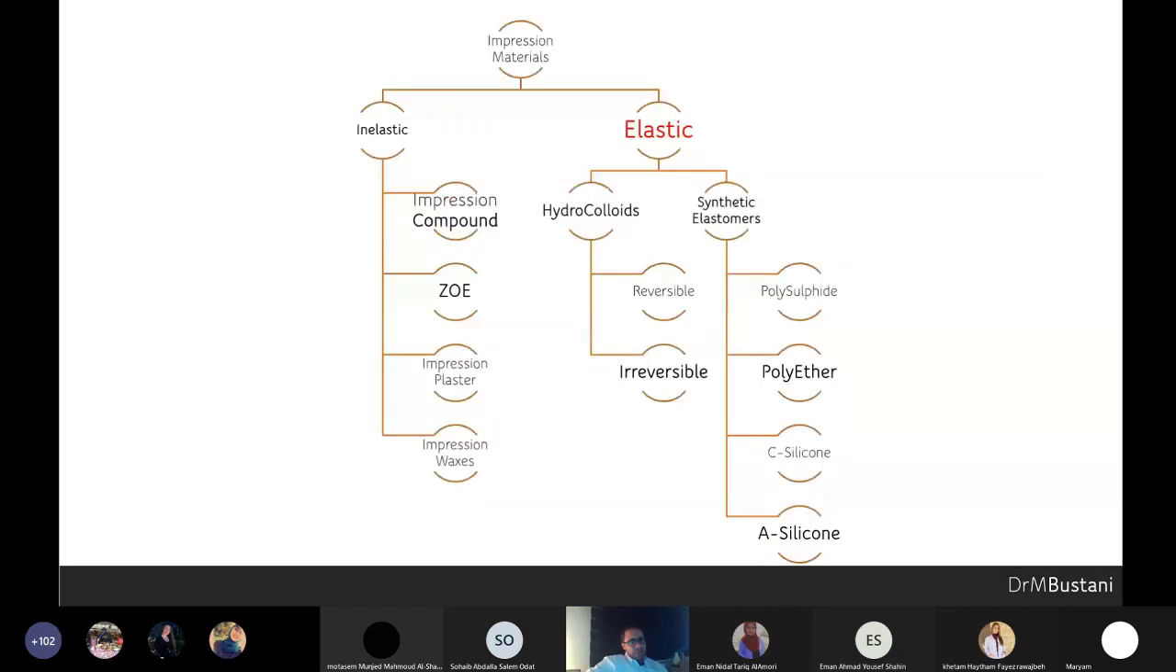Just shall we start with elastics? What time is it? Oh, 7 here.